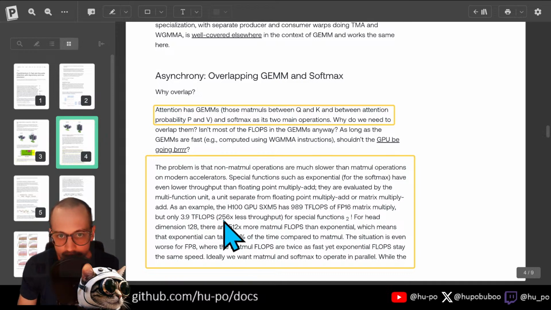As an example, the H100 GPU has 989 teraflops of floating point 16 and only 3.9 teraflops for special functions. Look at that. That's 2 orders of magnitude less throughput for special functions. The situation is even worse for FP8, where the matmul flops are twice as fast, yet the exponential flops stay the same speed.